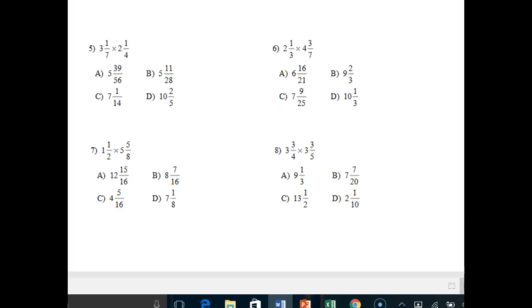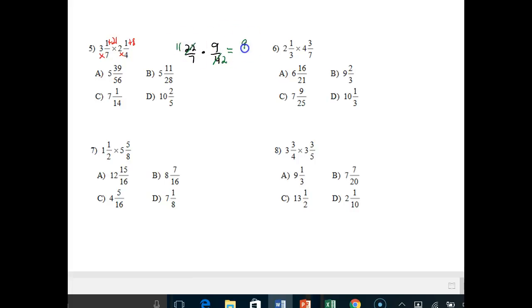Number 5, I have 3 times 7, which is 21, so I'll add that to 1, and 2 times 4, which is 8, so I'll add that to 1. So I'll get 22 over 7 times 9 over 4, and finally we have something we can cross cancel. So 22 and 4 I can both divide by 2. This will turn into a 2. 22 divided by 2 will turn into 11.